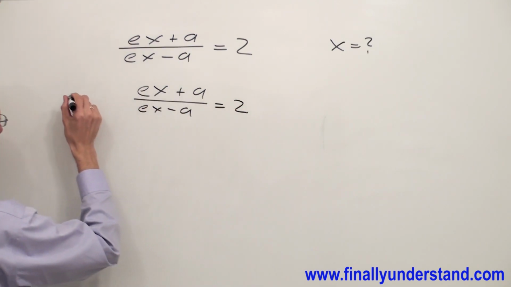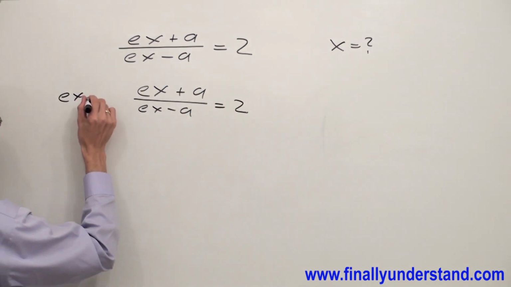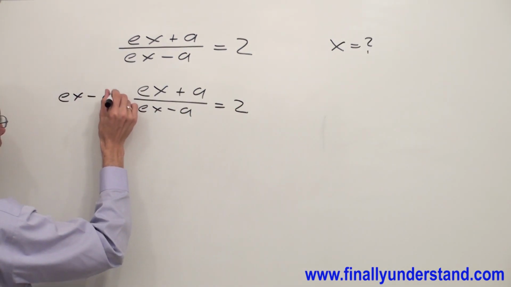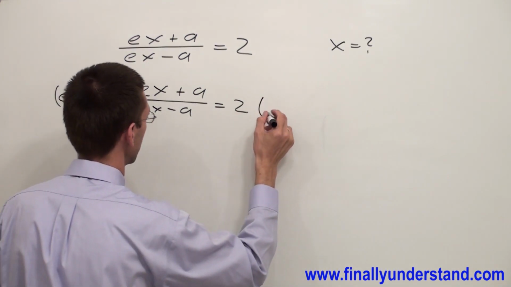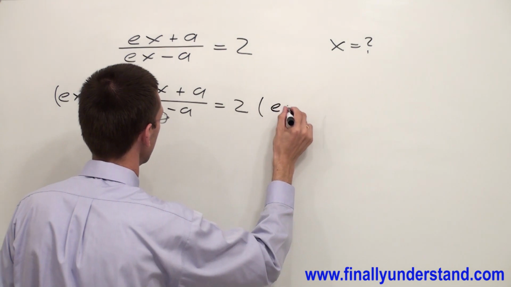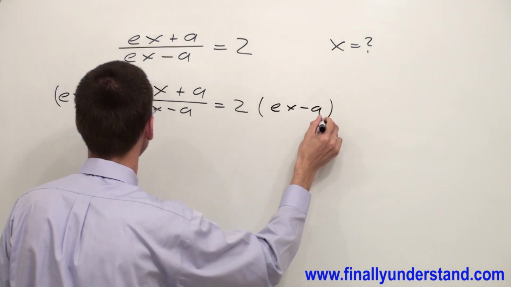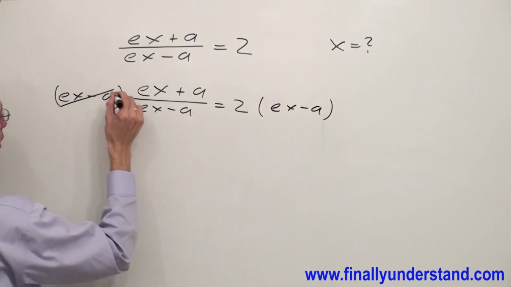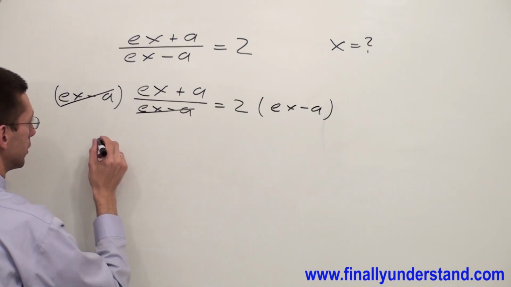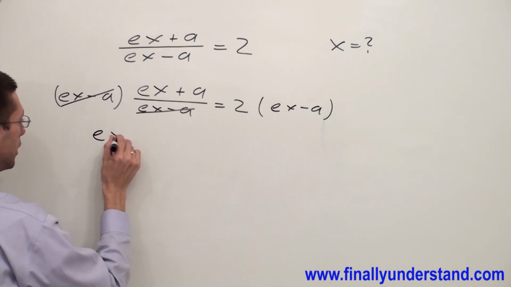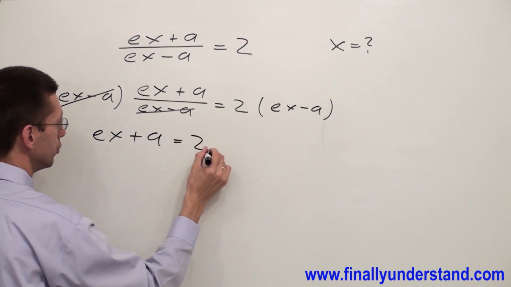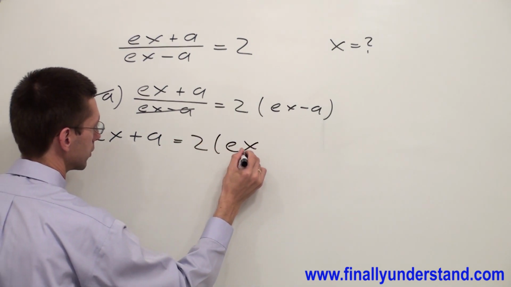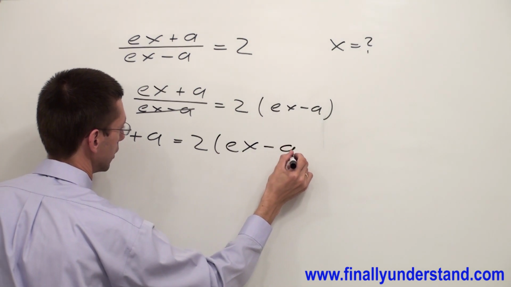Okay, so I'm going to multiply the left side of the equation by ex minus a, and I'm going to multiply the right side also by ex minus a. So ex minus a and ex minus a will cancel out, and I'm going to have ex plus a is equal to ex minus a.